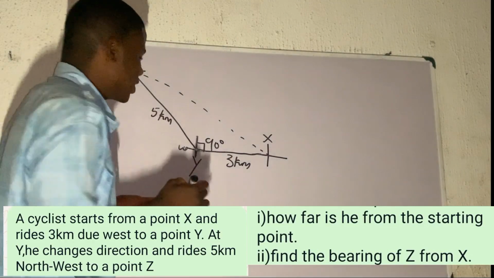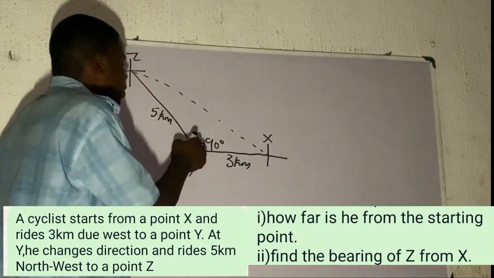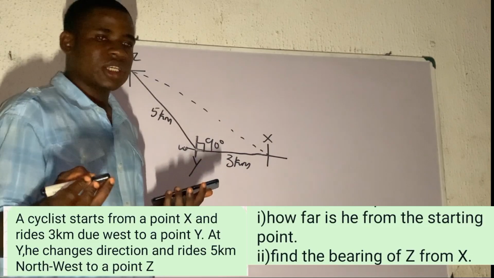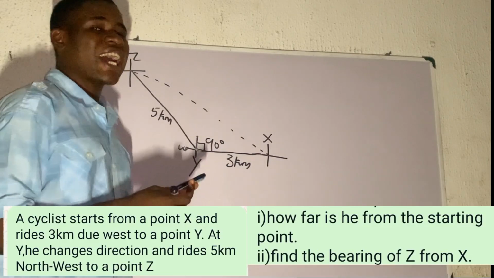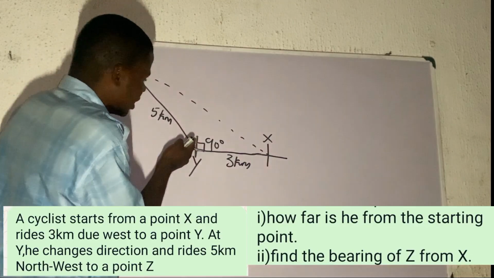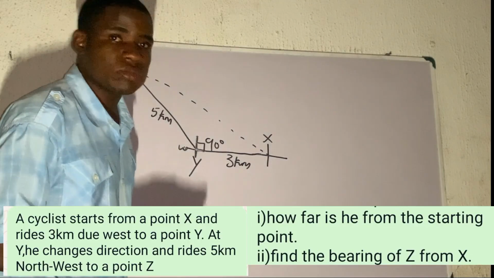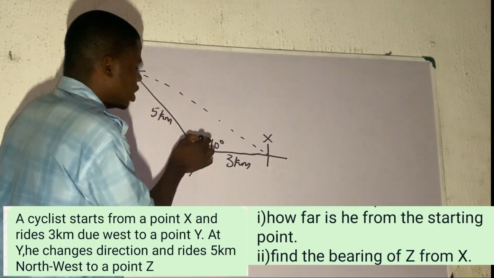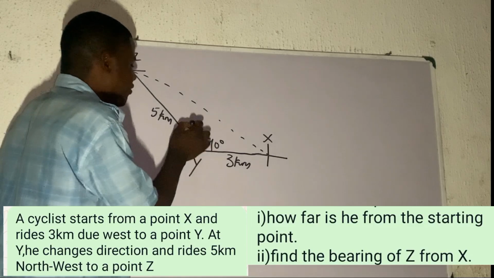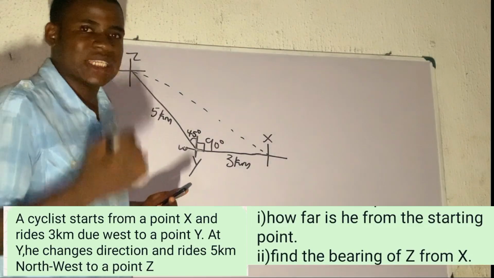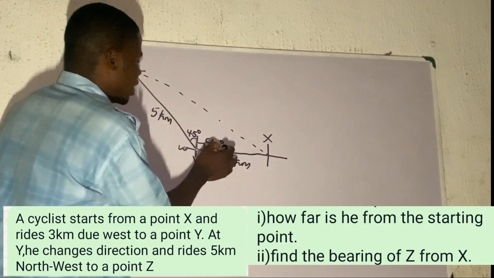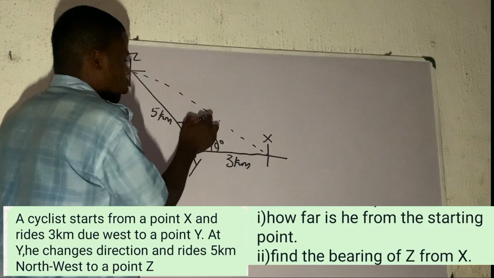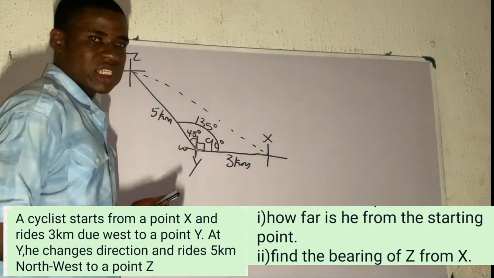Now, because they say that the man changes direction and rides northwest. Whenever they say northwest, southeast, northeast, southwest, the angle is just like dividing the 90 degrees here into two. Does it make sense? So the man riding northwest means that he moved on a bearing of 45 degrees from Y. That's what it implies. I hope you understand. So therefore, the angle now in this triangle must be 45 plus 90, which is 135 degrees. I hope it makes a lot of sense.